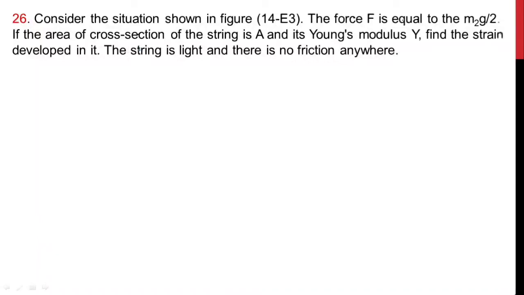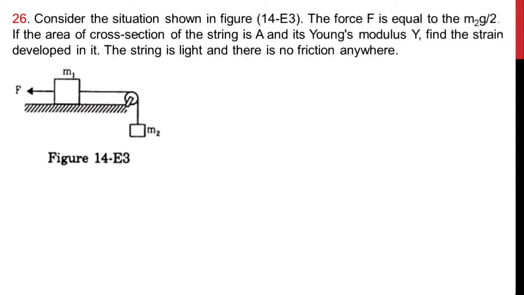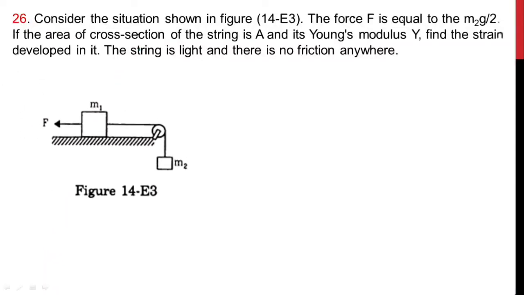Hello everyone. Consider the situation shown in the figure. The force F is equal to m2g by 2. If the area of cross section of the string is A and its Young's modulus Y, find the strain developed in it. The string is light and there is no friction anywhere.